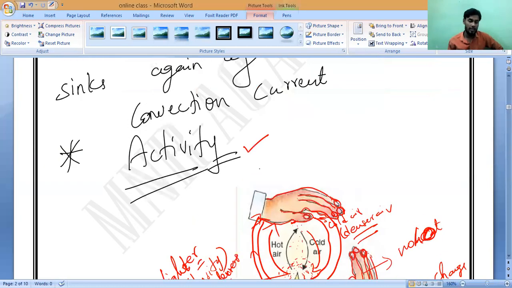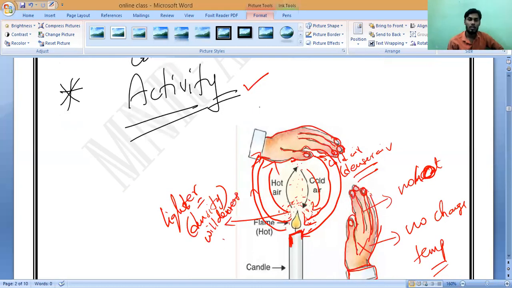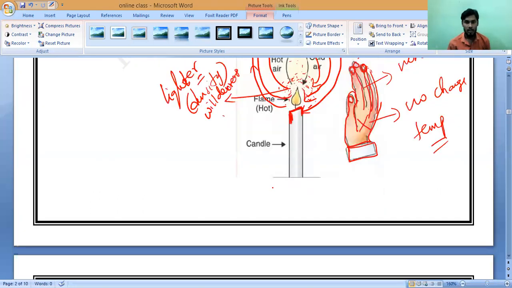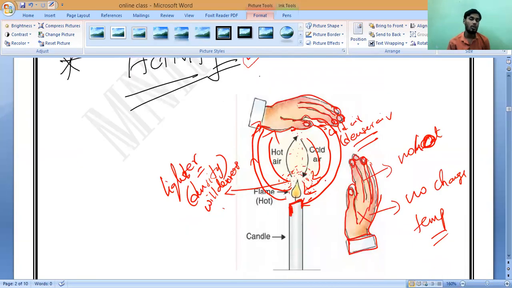So this diagram activity we can do to prove that the convection process takes place, which will carry the hot gases upwards and cold air downwards. Is it okay? You can note it down. The points you should note down. The diagram doesn't matter, the points you should note down.